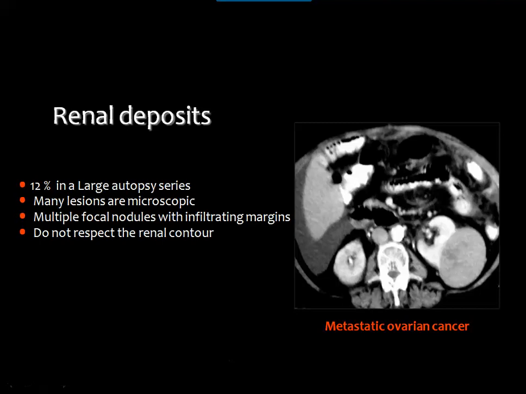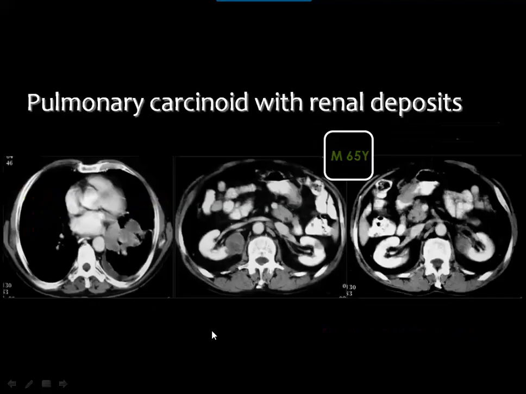And the kidney is not immune from metastatic disease. Sometimes you get a patient with ovarian cancer who has a solid renal mass in the left kidney, and in the presence of a known primary malignancy, you should think of renal metastasis. These metastatic deposits are somewhat commonly seen in autopsy series, and the incidence reaches 12%. Many lesions are microscopic, but some lesions are macroscopic.